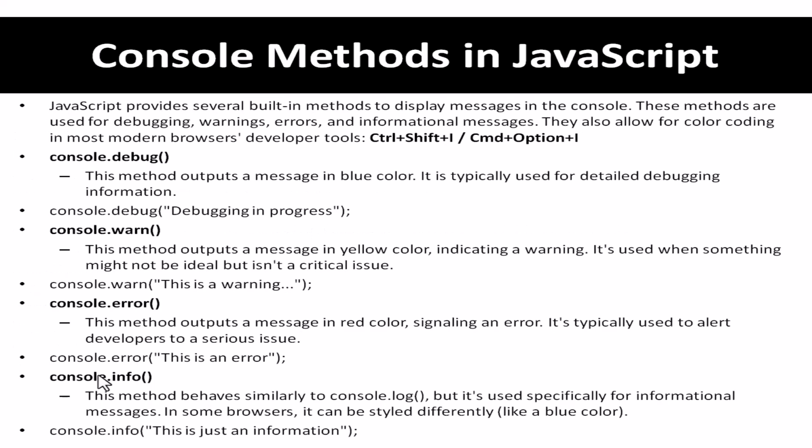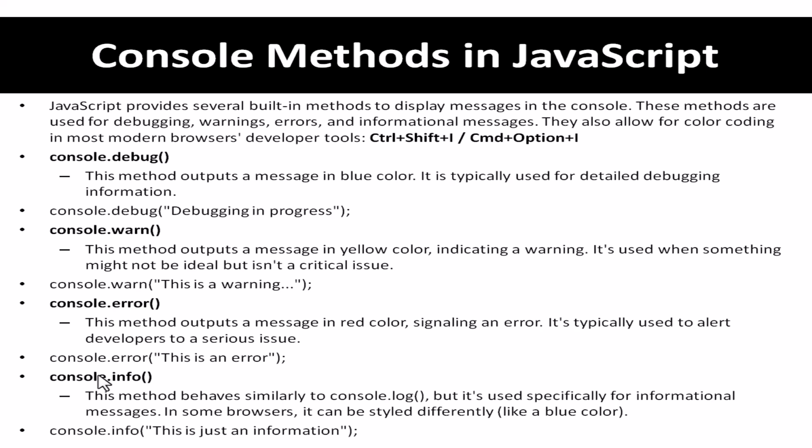So next, what are the different types of console methods in JavaScript? JavaScript provides several inbuilt methods to display messages in the console. These methods are used for debugging, warnings, errors, and informational messages. They also allow for color coding in most modern web browsers.